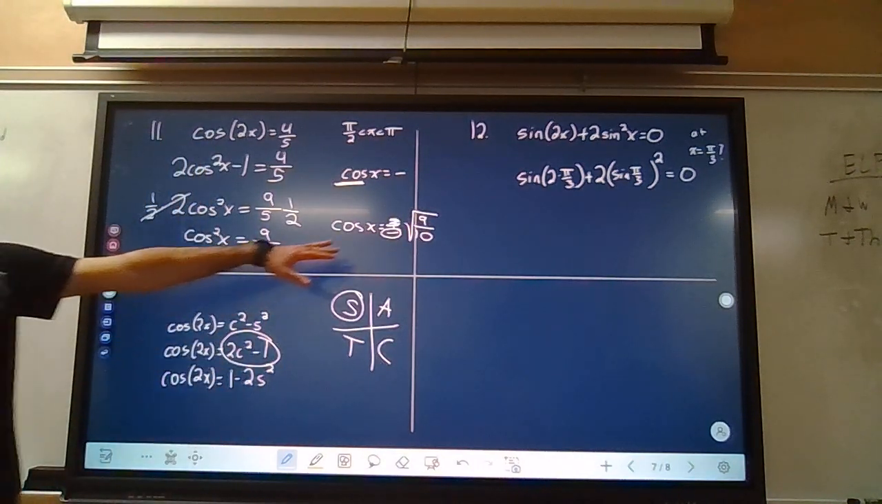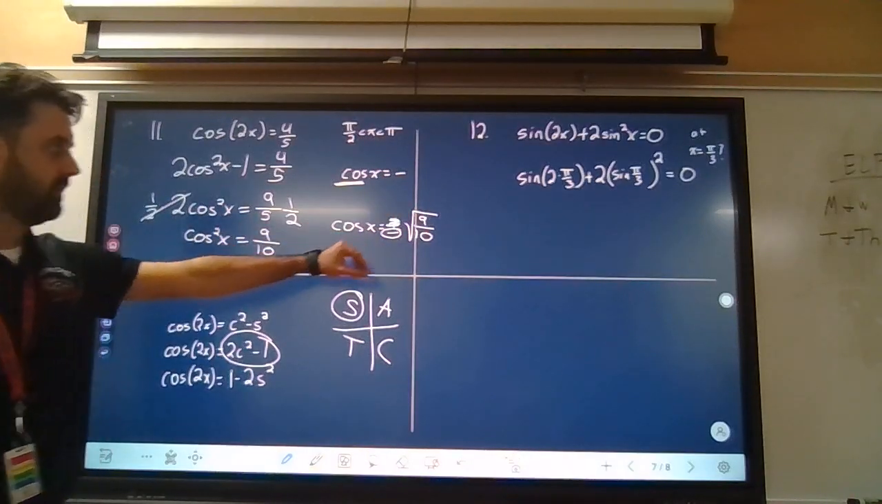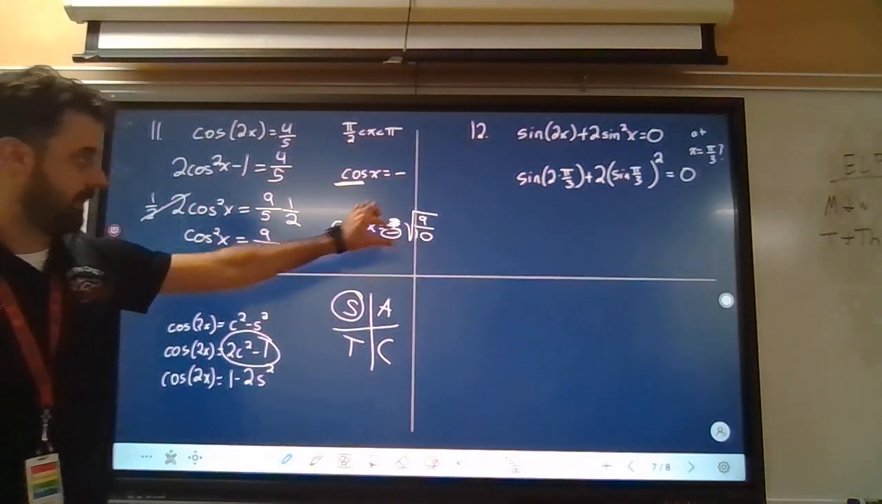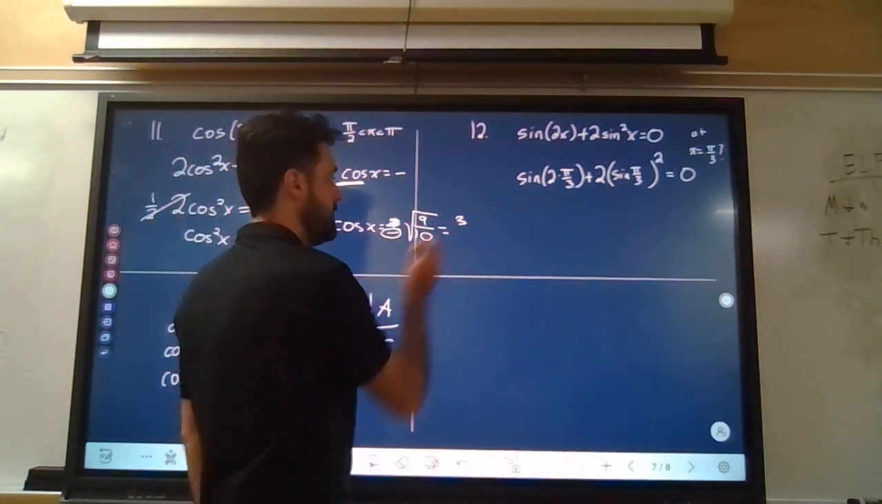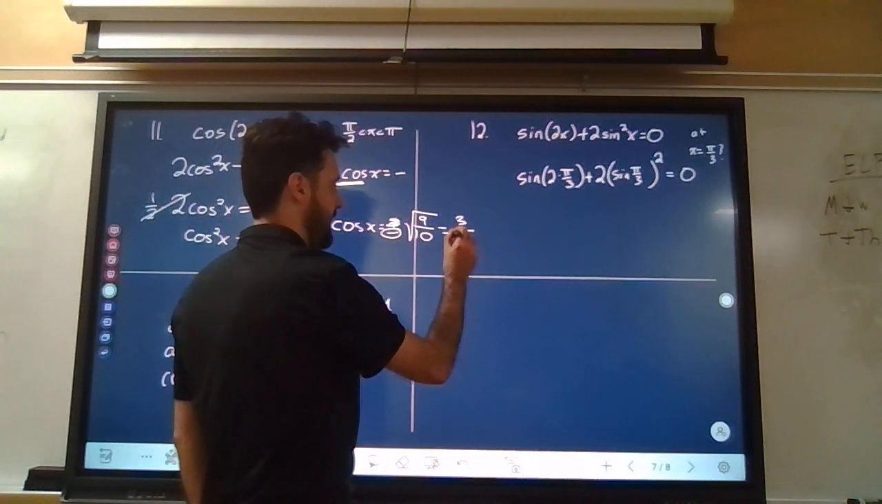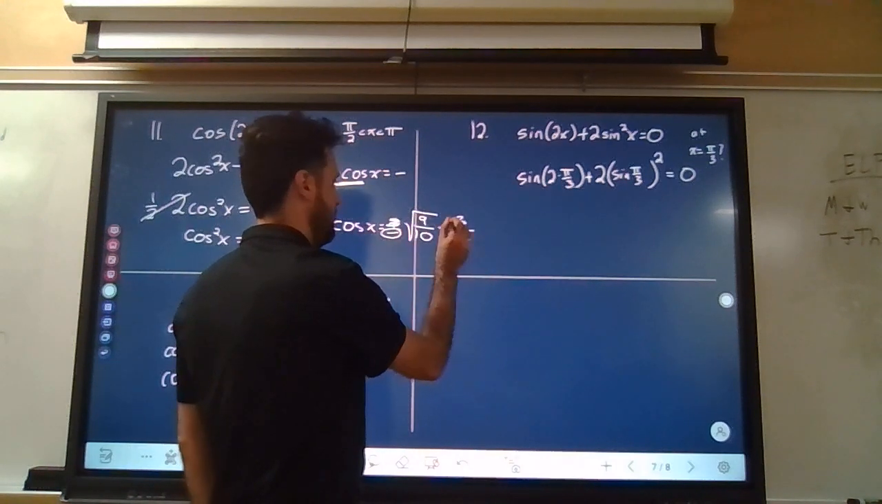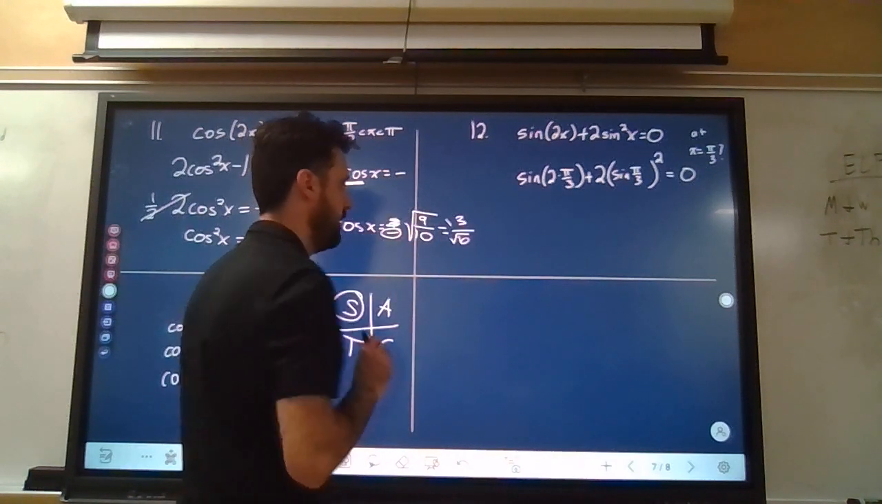All right, we can go just a little bit past this here. I'm going to break up the square root into the top and the bottom. So if I square root both of those, the square root of 9 is 3. The square root of 10 is the square root of 10. I forgot the negative that goes up front, so we just add in a negative right there.